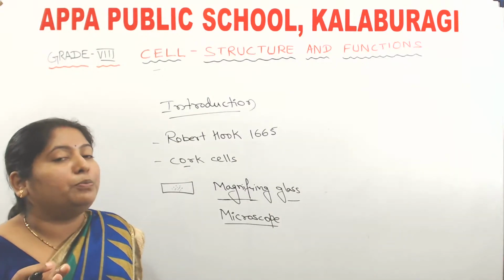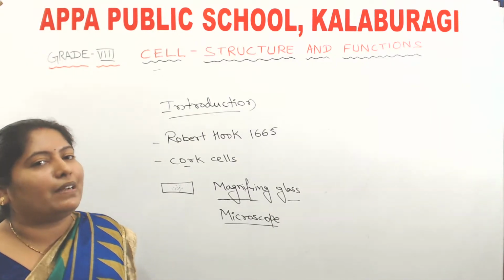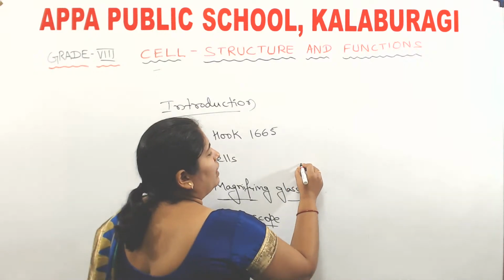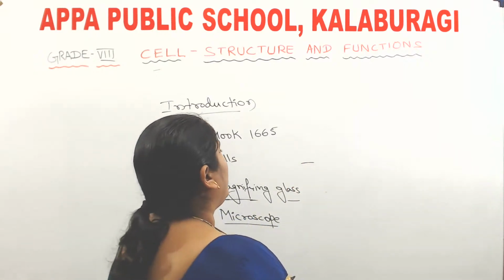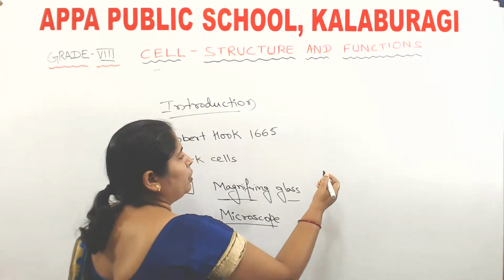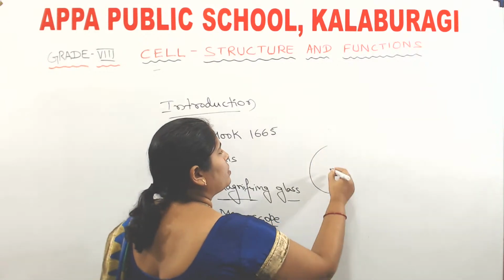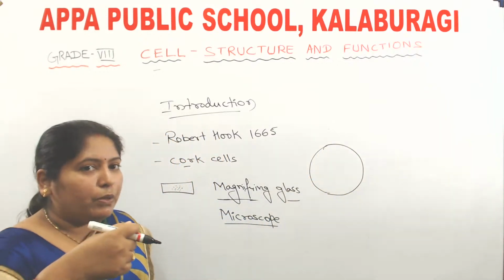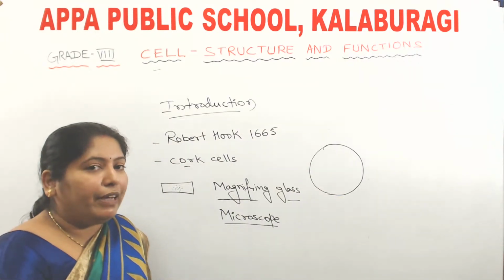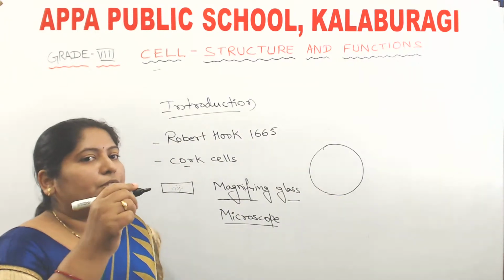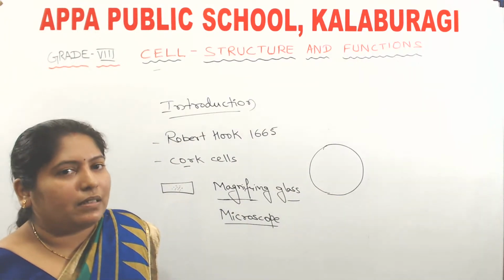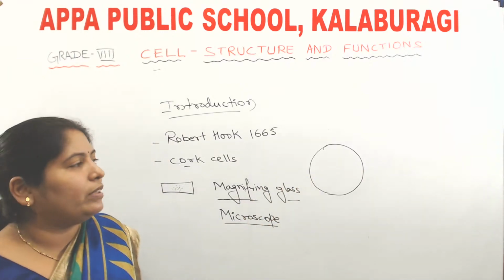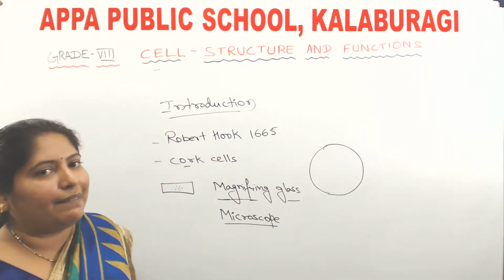So what is the observation? What did he observe under the microscope? He observed a kind of honeycomb-like structure. Usually we draw microscopic diagrams in a circle, because we see the microscopic view under the eyepiece, which has a circular lens, right? So whatever microscopic diagrams there are, we have to draw inside a circle.